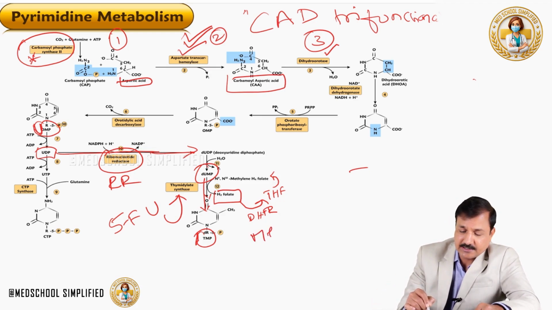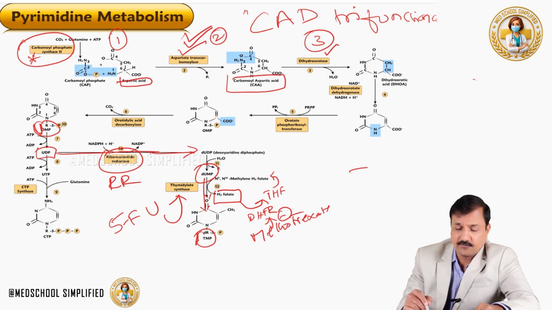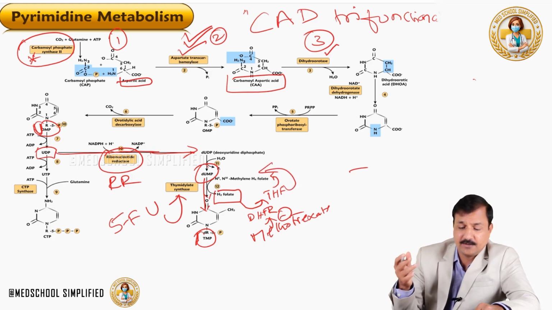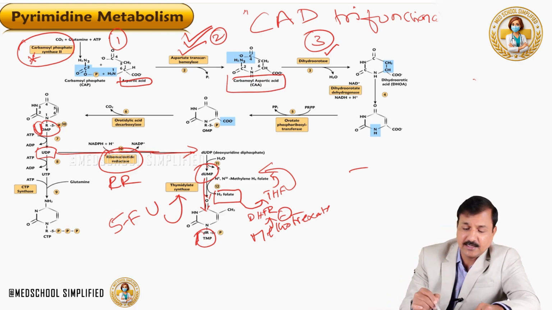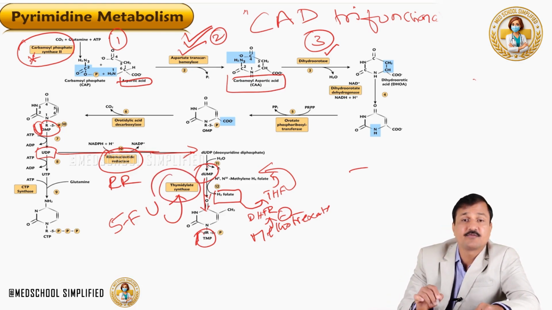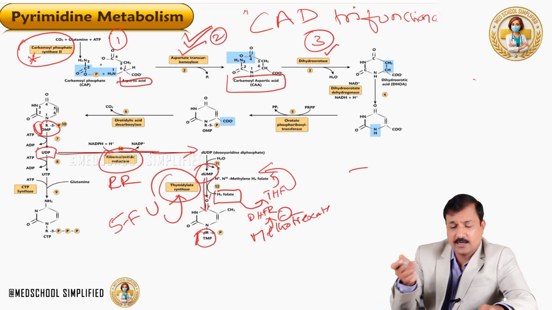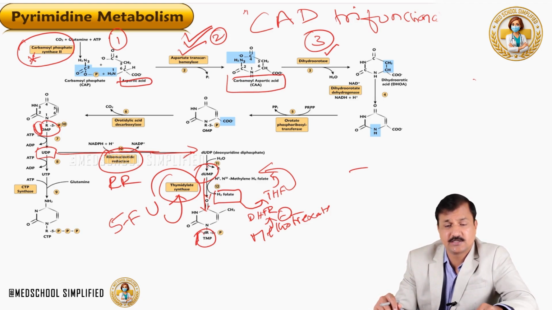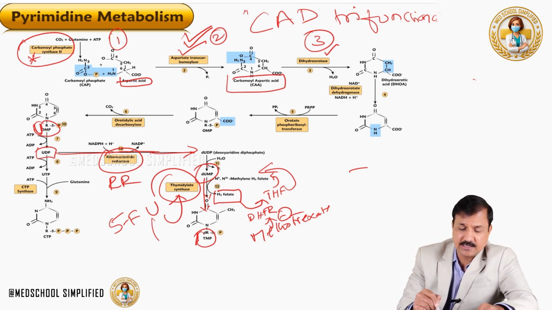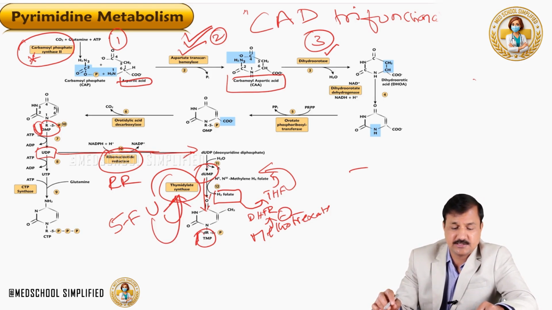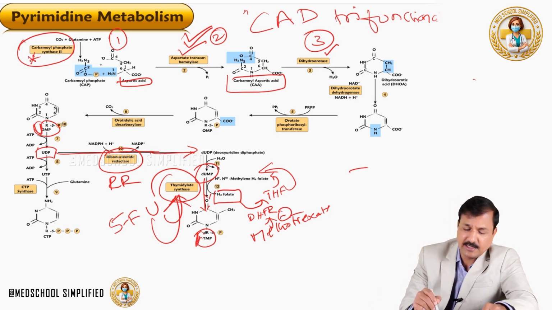Or methotrexate, it can inhibit dihydrofolate reductase, DHFR enzyme, thereby decreases the conversion of dihydrofolate into tetrahydrofolate, thereby it decreases the availability of N5,N10-methylene tetrahydrofolate, and that indirectly will affect functioning of thymidylate synthase. So methotrexate has a direct effect on DHFR and an indirect effect on thymidylate synthase enzyme, whereas 5-fluorouracil has a direct effect on thymidylate synthase enzyme. So this is how we make dTMP.